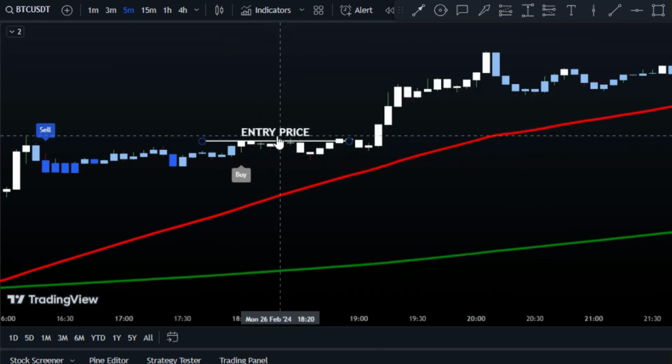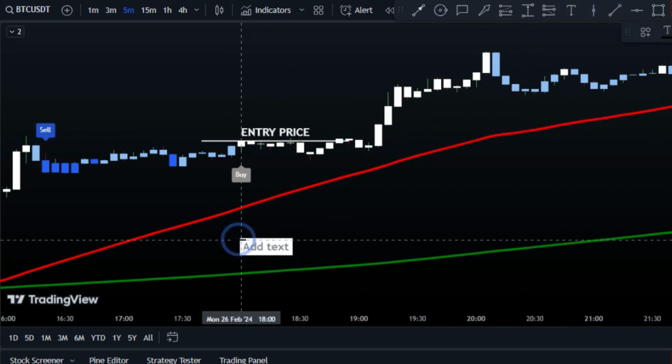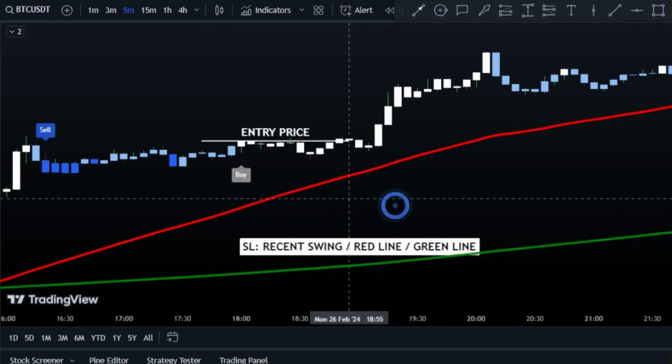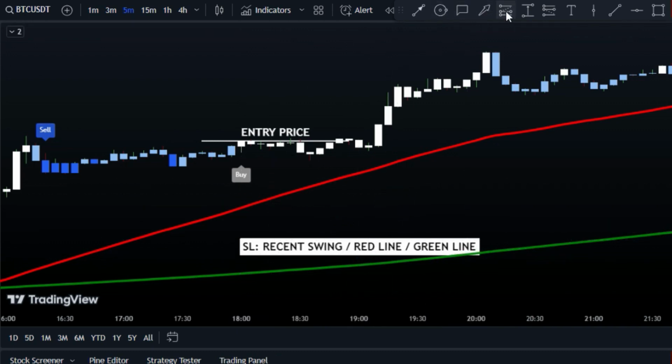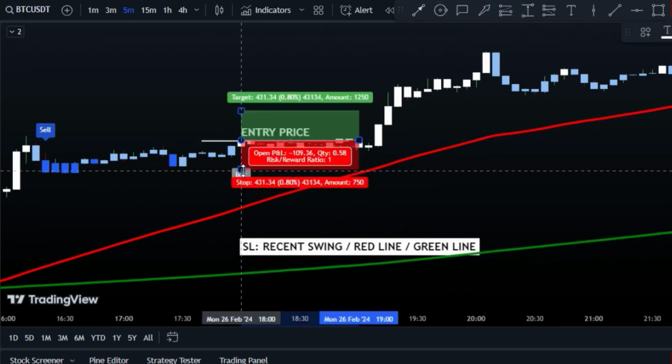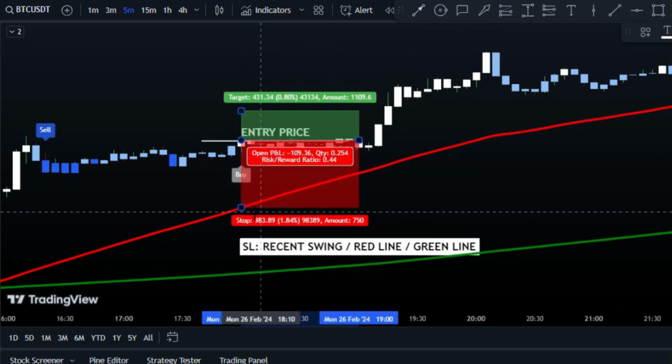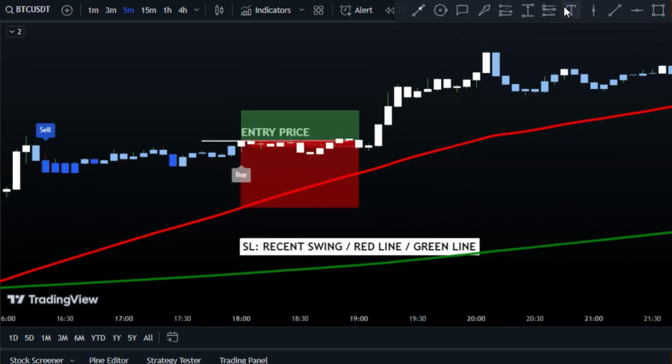Next, it's crucial to manage risk by setting a stop loss for the trade. The stop loss protects your investment by automatically closing the trade if the market moves against you. You can determine the stop loss level using various reference points, such as the recent swing low, the red line, or the green line. By incorporating a stop loss for your trade, you'll be taking a proactive step toward proper risk management.